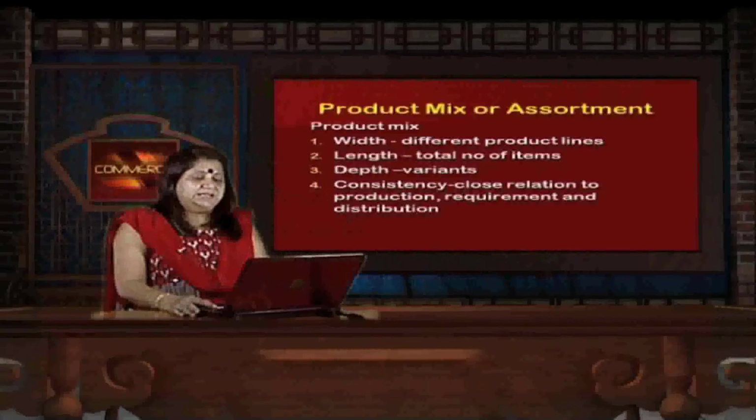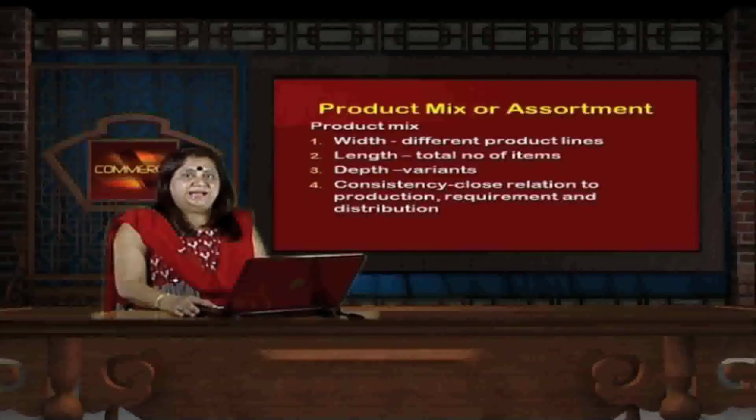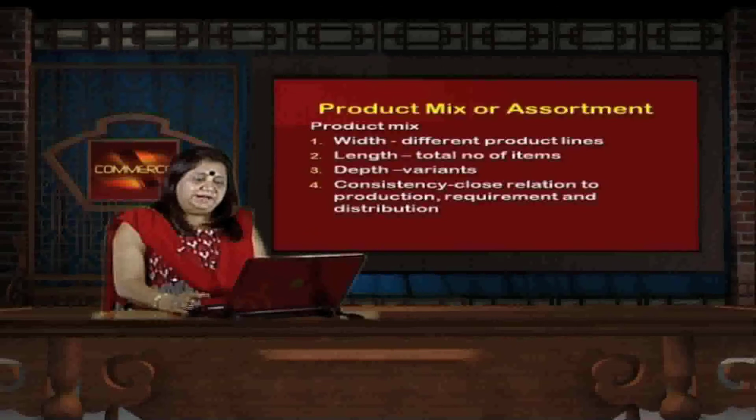Now, when we study the width, it is the different product lines. Like the same company, if it is Reliance, giving you different product lines, that is they are offering you petrochemicals or equities or mobiles or internet services or other retail products which are given by the Reliance chains also. So, these are the different lines given to the customers.